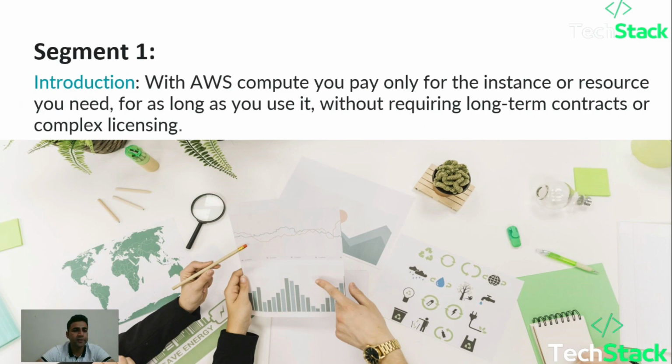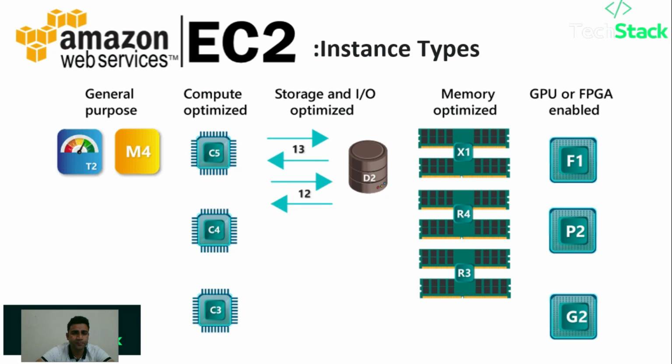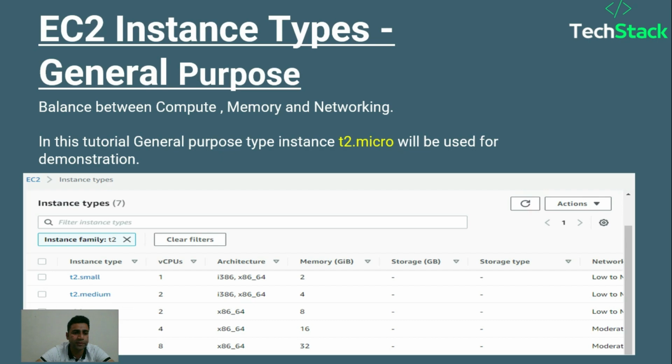So let's move ahead. This is our section 1. With AWS, you only pay for the instances or resources you need for as long as you choose them, without requiring long-term contracts and complex licensing. This is the overall diagram of instance types provided by Amazon Web Services. First of all, we have general purpose instances, then compute optimized, then storage and IO optimized, then memory optimized. Later on there are also GPU or FPGA enabled types of EC2 instances.